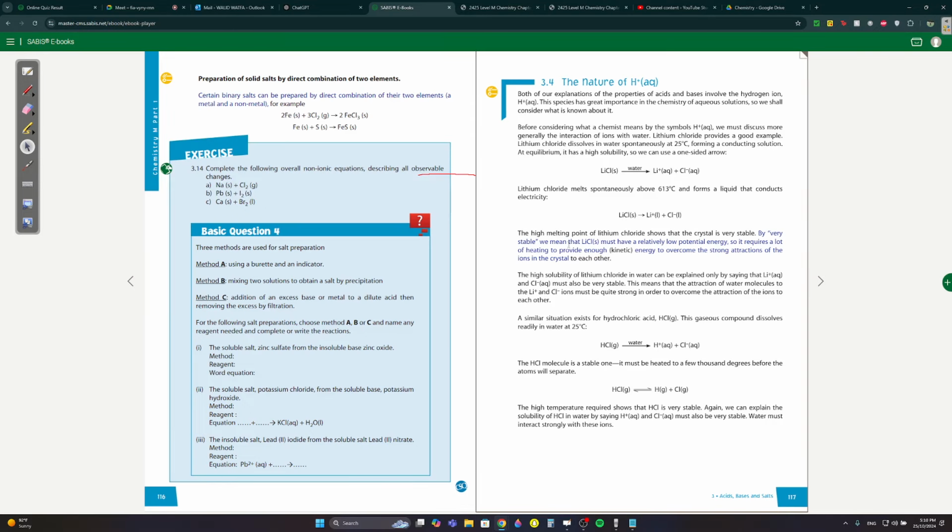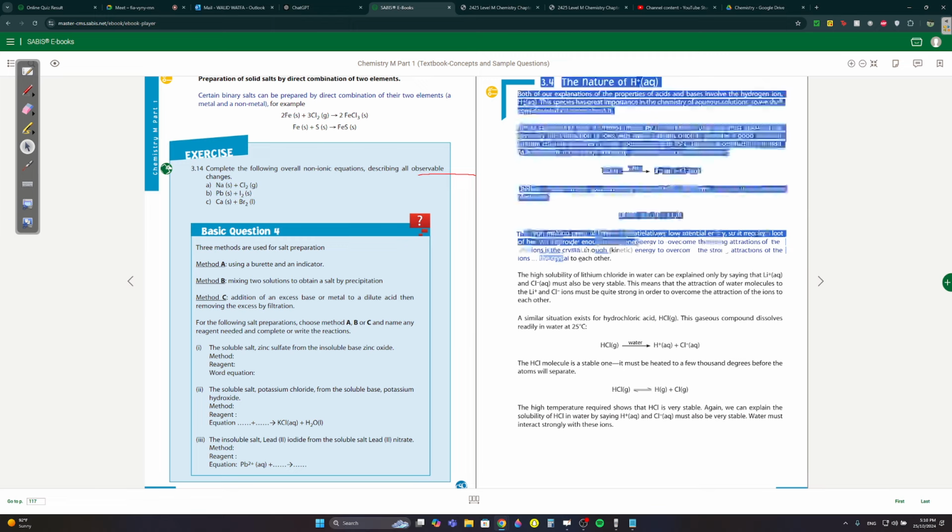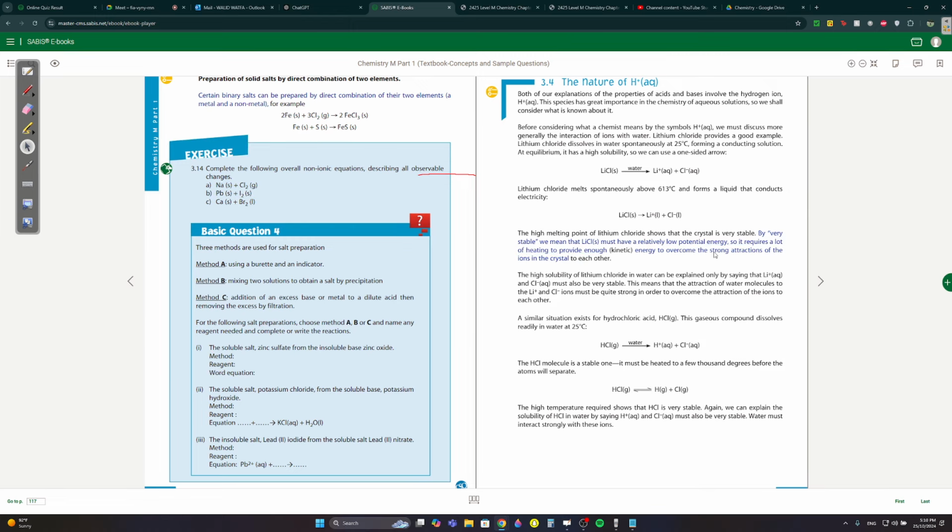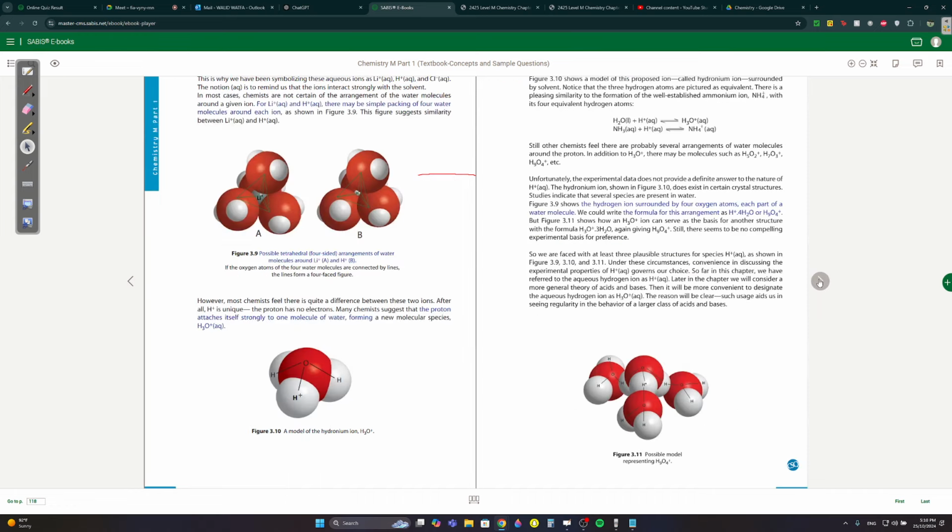Very stable means that LiCl has a low potential energy, so it requires a lot of heating to provide kinetic energy. So if something is stable, it has low potential energy. So it requires a lot of energy. Guys, skip all this.